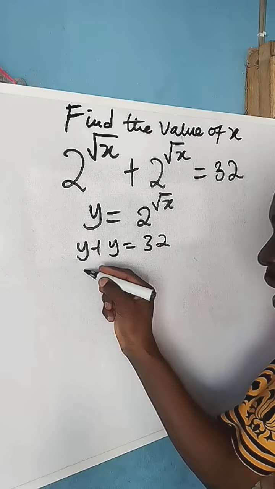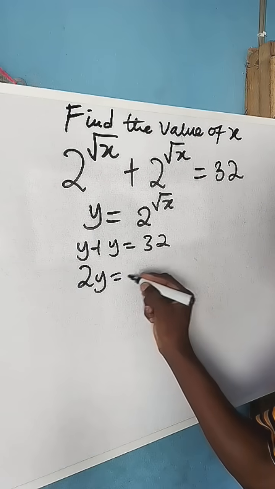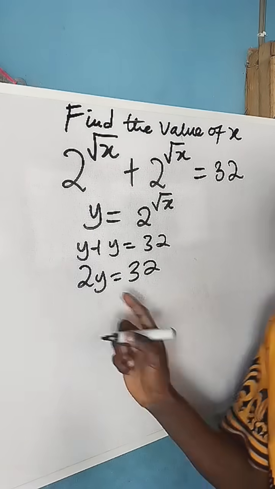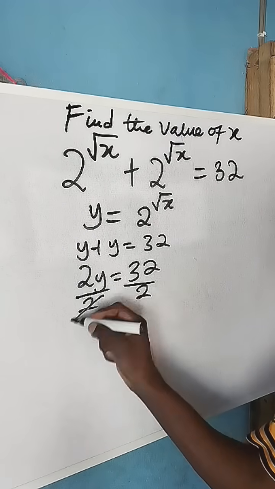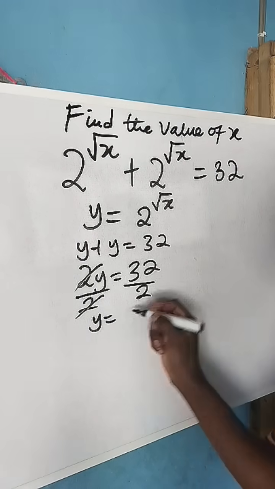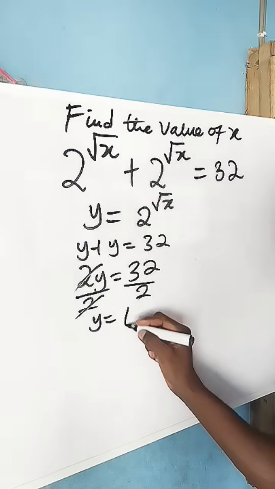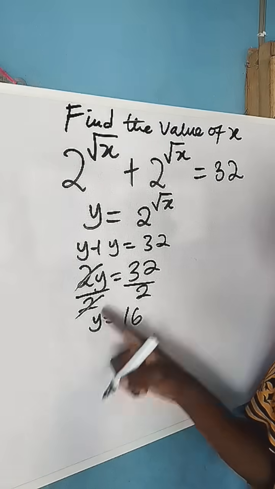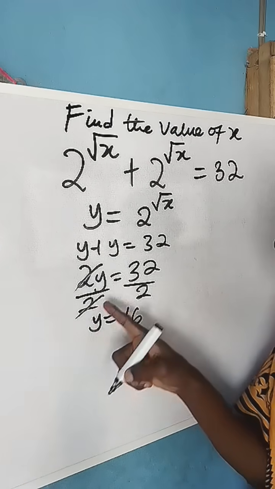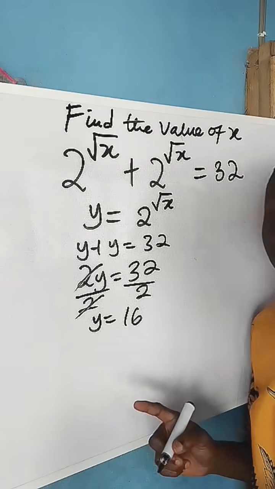So if you add this, you are going to have 2y equals 32. Alright, to find y, divide both sides by 2. This cancels out. y equals 32 divided by 2, which will give you 16. Now we are not looking for the value of y, we are looking for x. Since we said that y is equal to this, of course our value of y is 16.